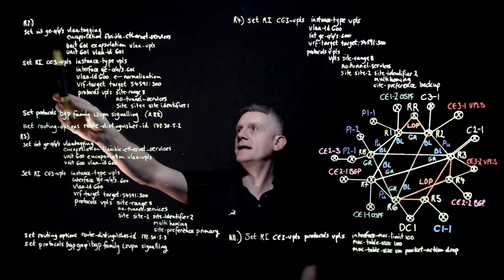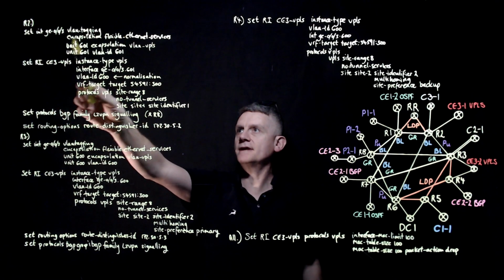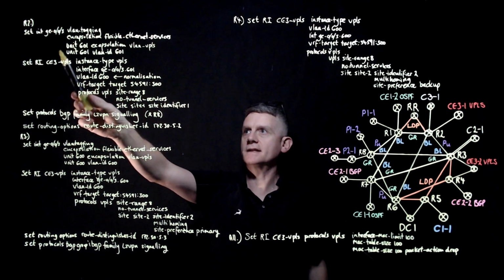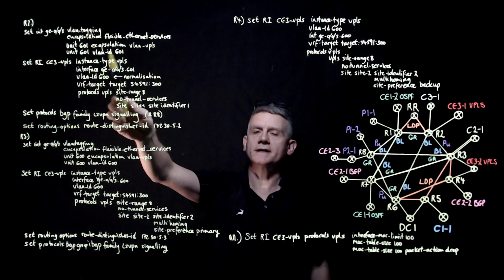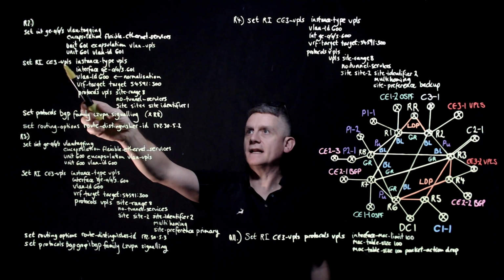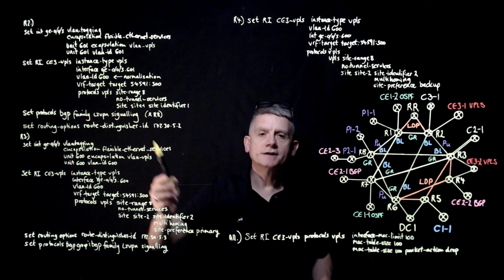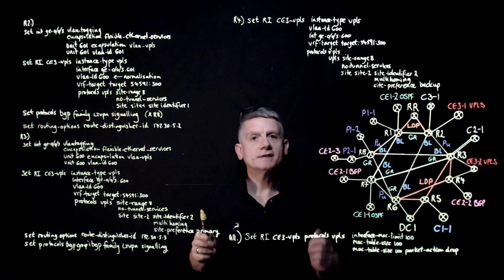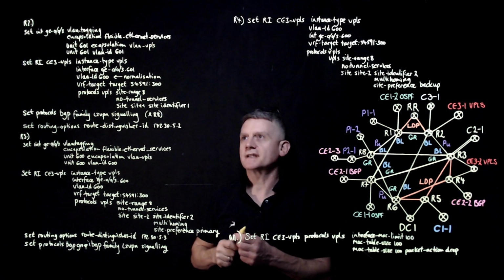Okay, so we're VPLS, so set interface G003 VLAN tagging, encapsulation flexible Ethernet services, we're unit 601, we're encapsulation VLAN VPLS, and we're VLAN ID 601. So notice here we're encapsulation VLAN VPLS, we're not encapsulation circuit cross connect.